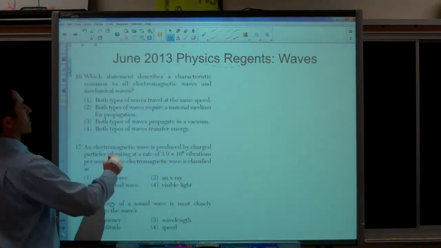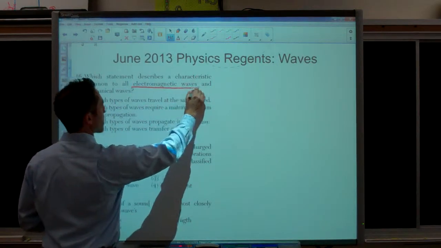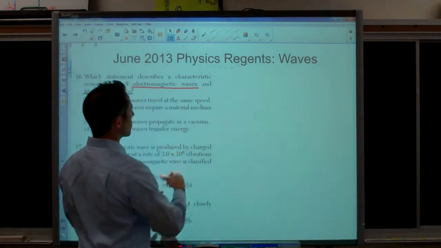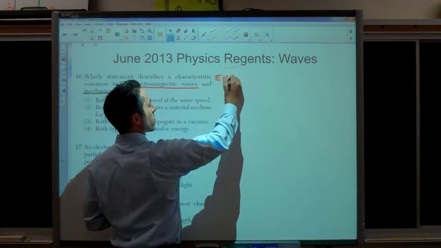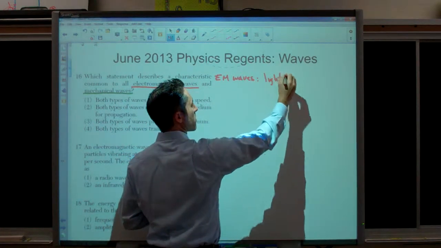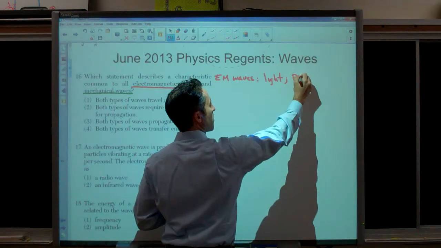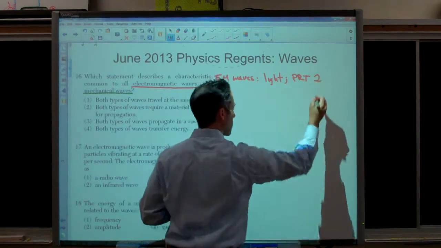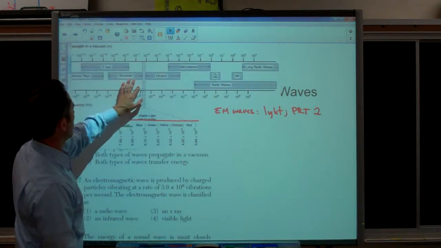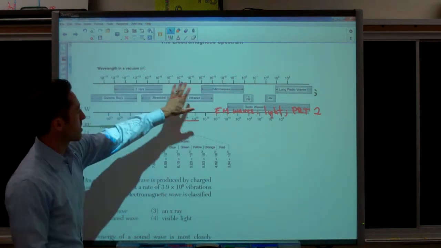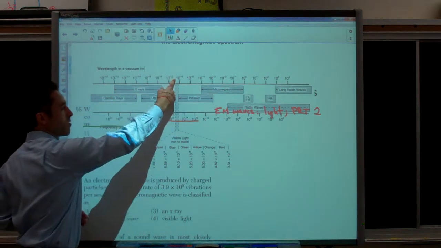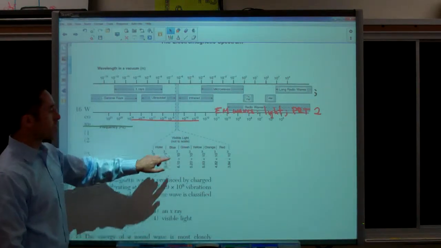Which statement describes a characteristic common to all electromagnetic waves and mechanical waves? Two terms you need to know. Electromagnetic waves. What you should be thinking is light. These are all the types of light. In fact, they're all listed on PRT, that's Physics Reference Table, page 2. Scroll up a bit. Here they are. All of these, the electromagnetic spectrum, are types of light. Gamma rays, X-rays, ultraviolet. We only see this strip, visible light, but they're all types of light.